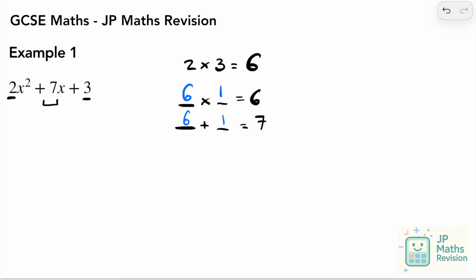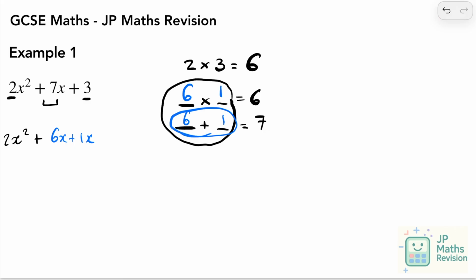So the next step is to write this 7x as the sum of the two numbers we have just found. So I'm going to write it as 2x squared, because that's the first term, that doesn't change. But then 7x I'm going to rewrite as 6x plus 1x. So the 6 and the 1 have come from the 6 and the 1 that I've just found over here. So 7x can now be written as 6x plus 1x, and then we still have that plus 3 on the end. So the next step is to split it down the middle and to factorise both halves of this expression.